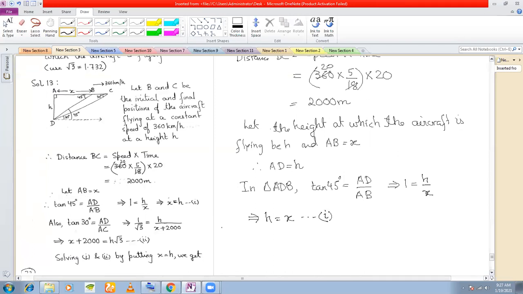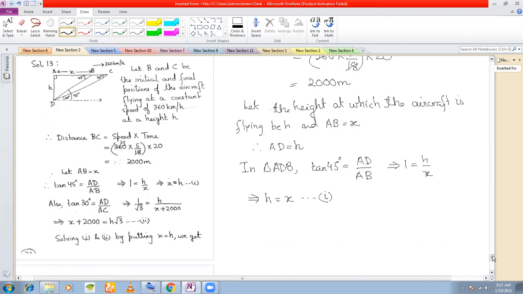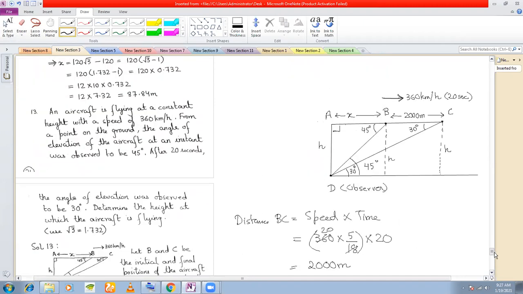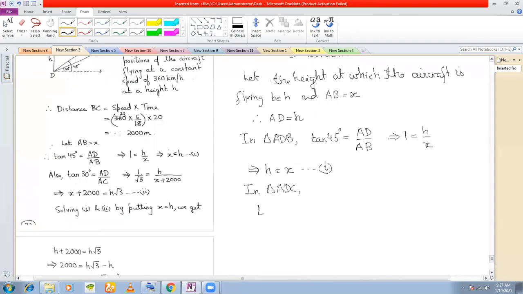Okay. Now we shall form the second equation with the help of the bigger right angle triangle, which is your triangle ADC. So let's write in triangle ADC, tan 30 is equal to AD by AC. Tan 30, you know, is 1 by root 3.